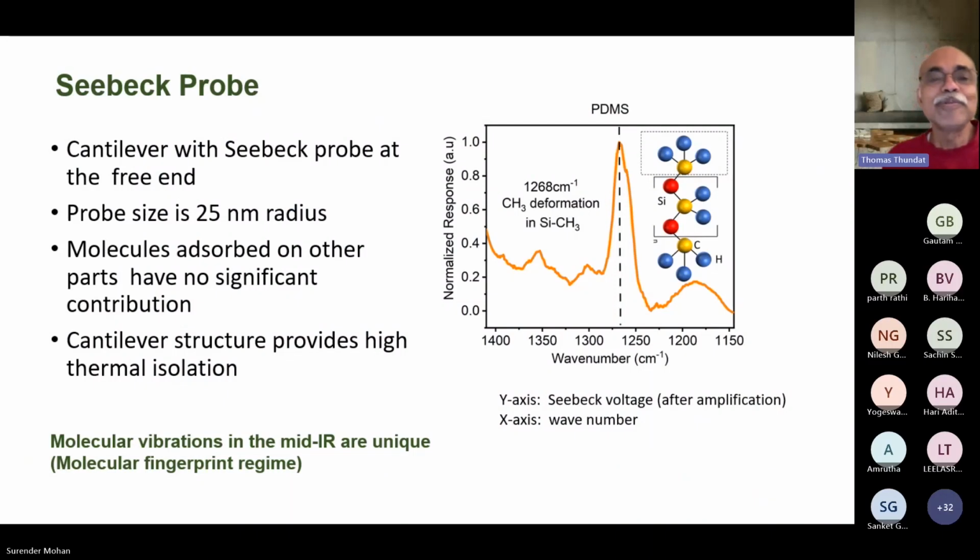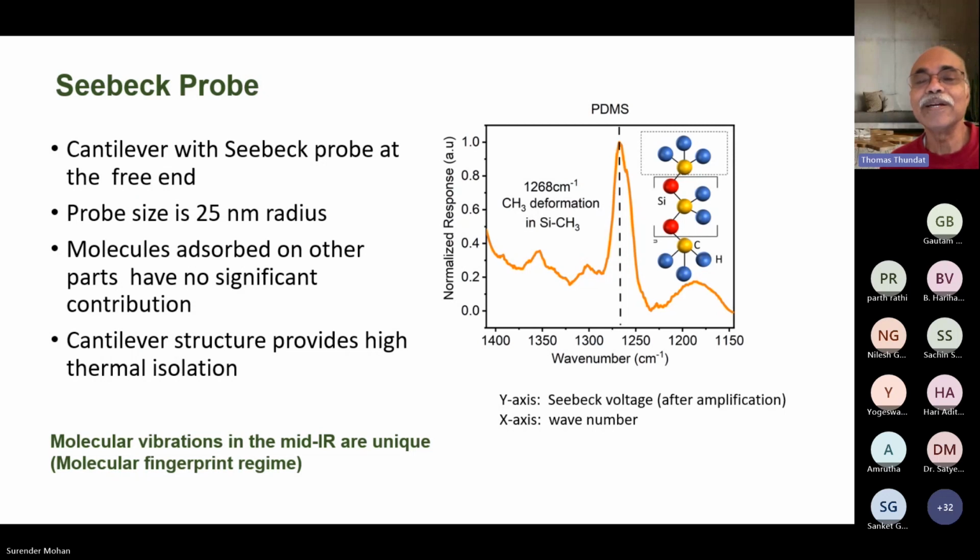So we took one of these Seebeck probes, and like I said, it's only 25 nanometer in radius. This is PDMS on the surface, a very small amount. And we are going to excite it, heat it, by shining light from 1400 to 1150 wave number, centimeter inverse. Instead of microns, it is 1 over lambda right now.